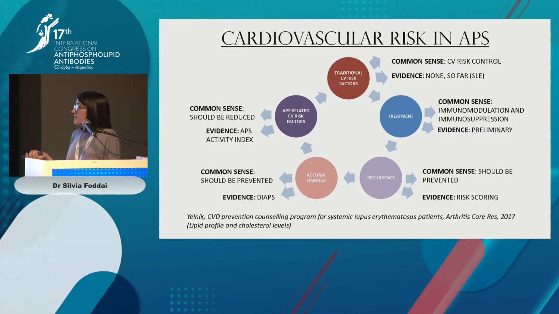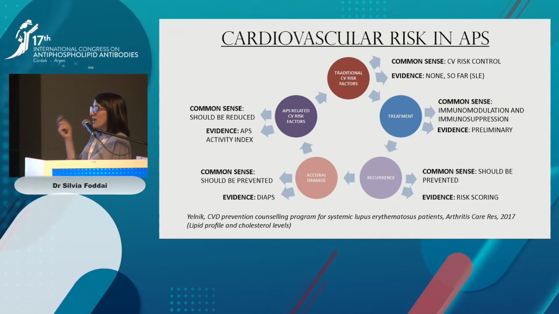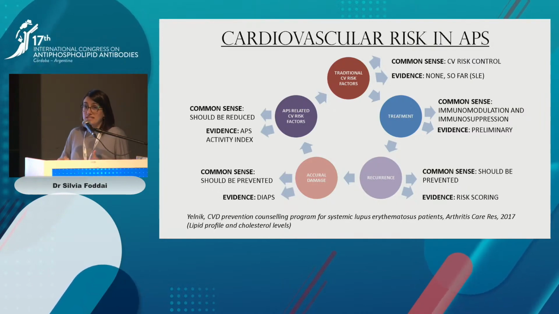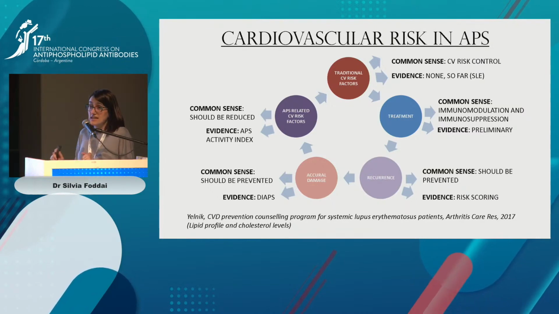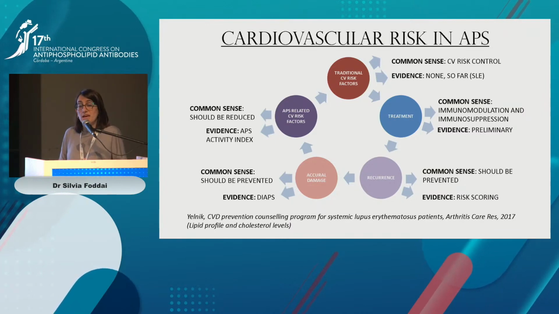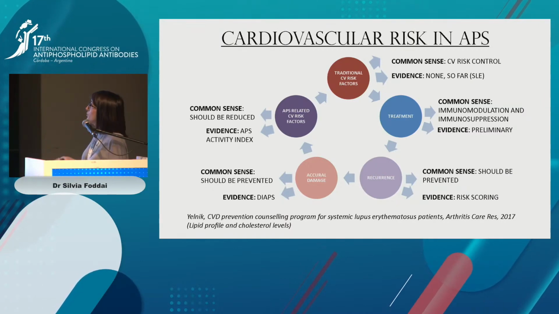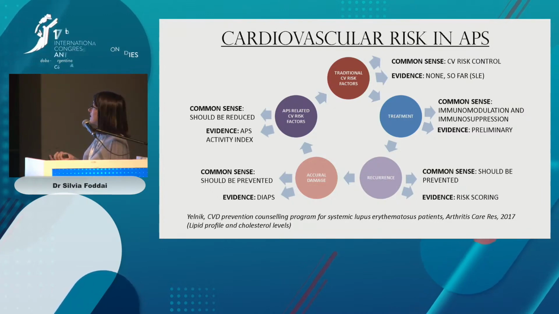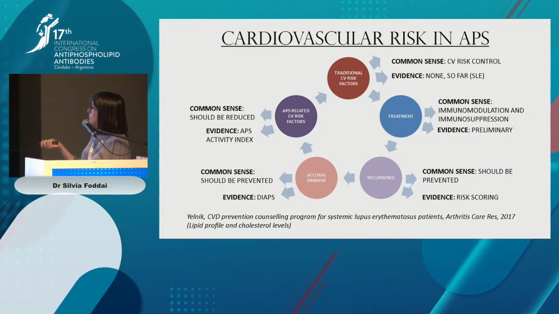However, we know by a recent work by Jelnik that counseling the patients very hard determines an amelioration in traditional cardiovascular risk factors in a cohort of SLE patients. So it's easy to think that this could be transferred even to APS. When we go to treatment, the common sense, as I showed you before with the cartoon, is that through the utilization of immunomodulation and immunosuppression, we could reduce the cardiovascular risk. And the evidence, as I previously showed you, is still, however, preliminary.